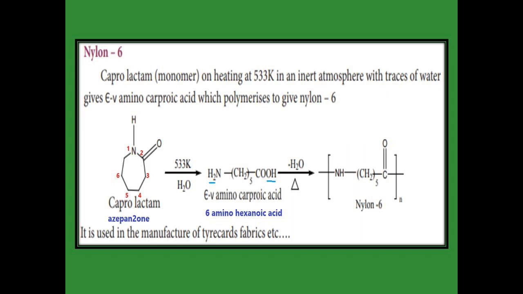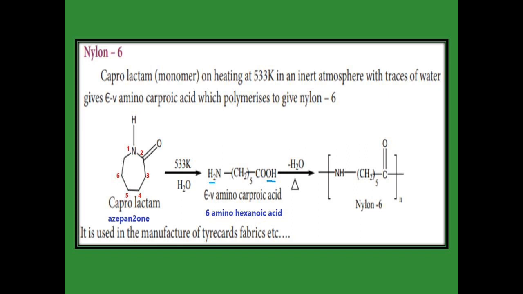When it is heated at 533 Kelvin, it adds water. The water splits into H and OH. The OH goes to the CO, so it becomes COOH, and one of the H goes to NH, so it becomes NH2. Now we get NH2 (CH2)5 COOH, that is called epsilon-amino caproic acid. The IUPAC name is 6-aminohexanoic acid.